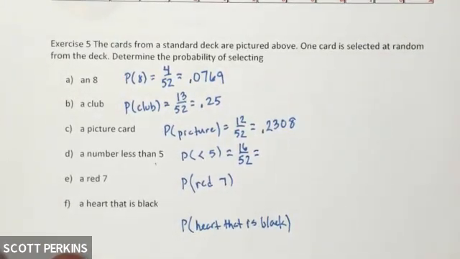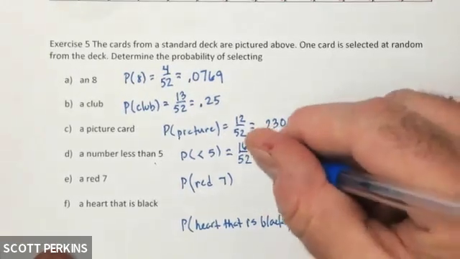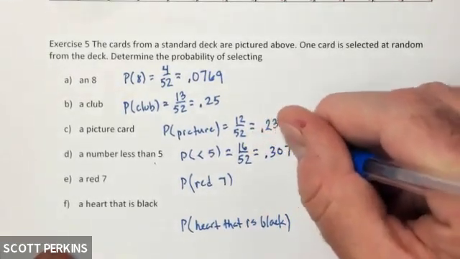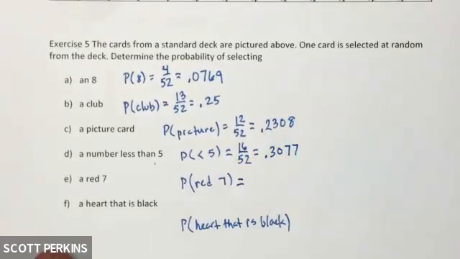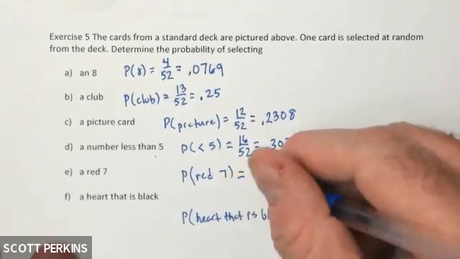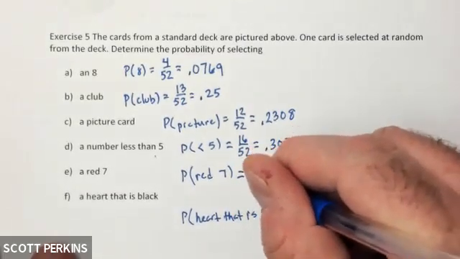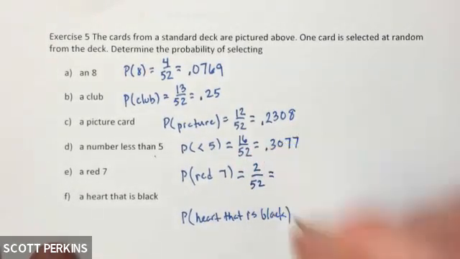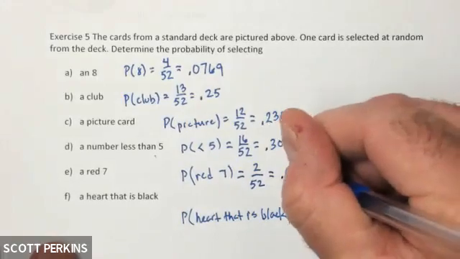And that is 0.3077. How many red 7s are there in the deck? Yeah, there's the 7 of hearts and the 7 of diamonds. So that's 2 out of 52, or 1 out of every 26 cards. But that's 0.0769.